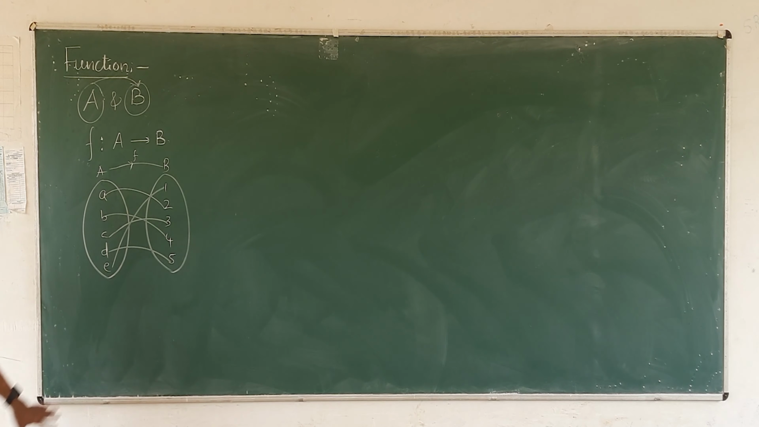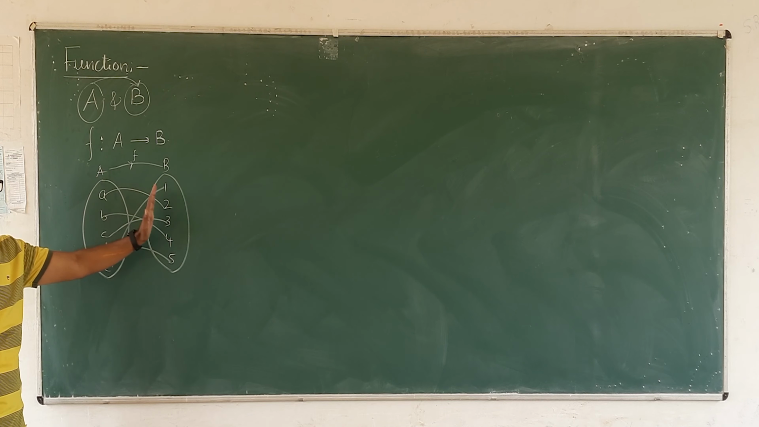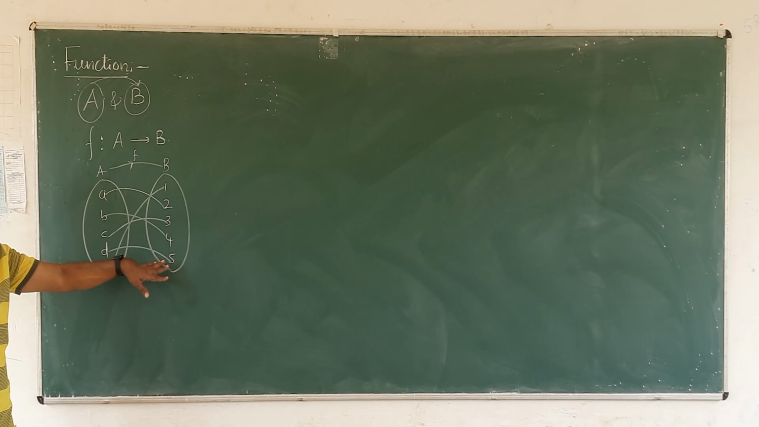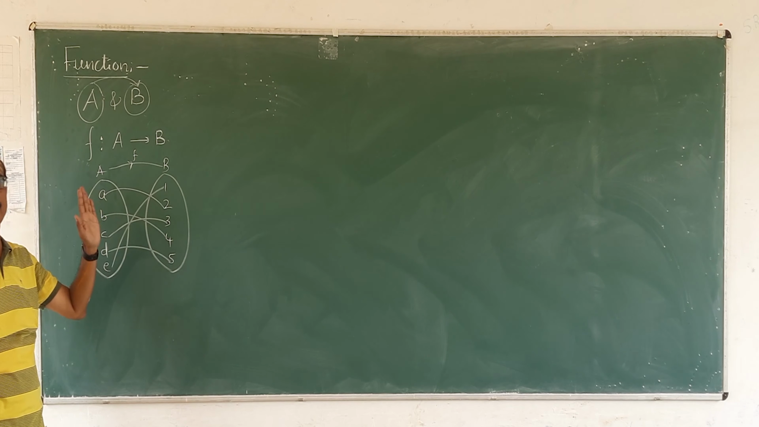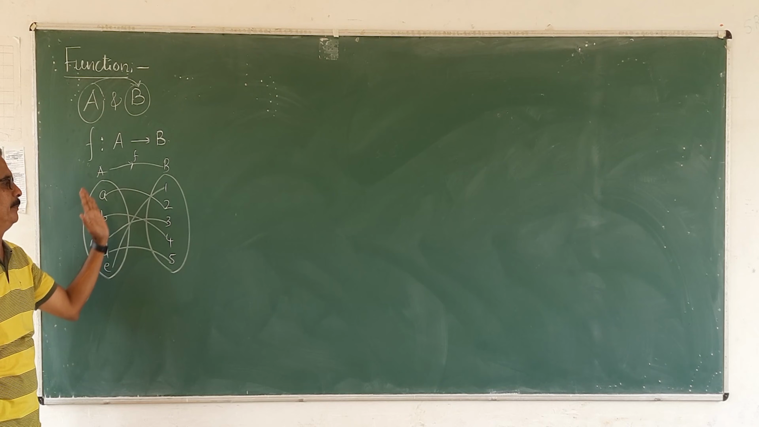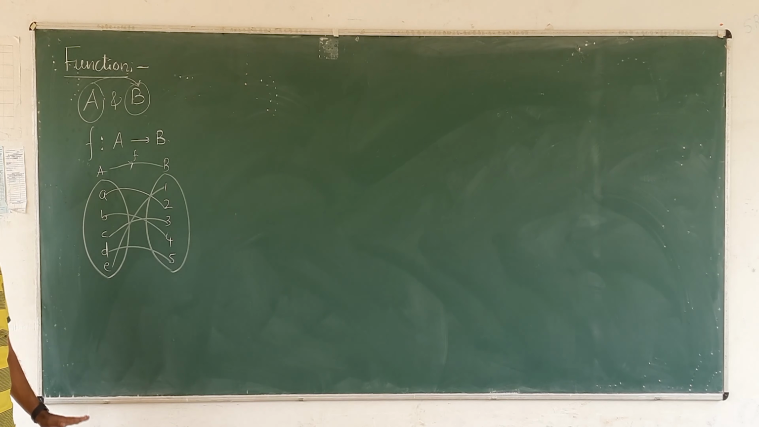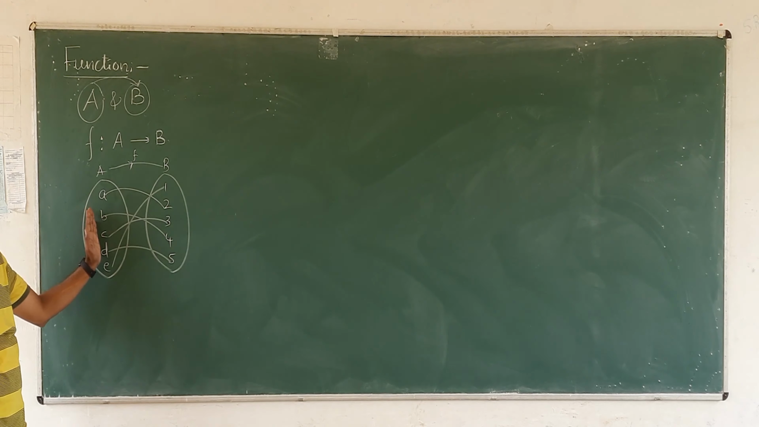Observe that figure. Clearly it is a function, because all the elements of set A are associated with at least one element. The word at least means either one element or more than one element. Okay, now clearly all the elements of set A are associated with at least one element in the second set B, and that is known as a function.